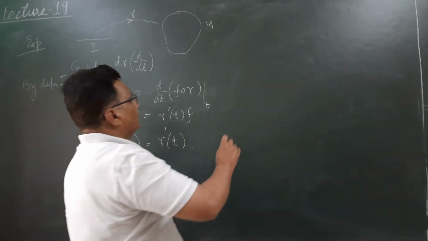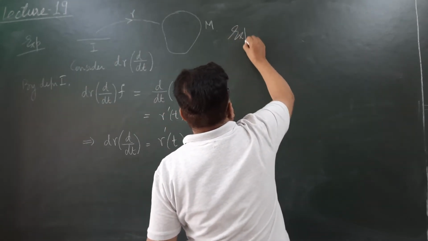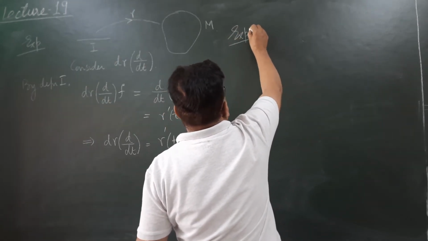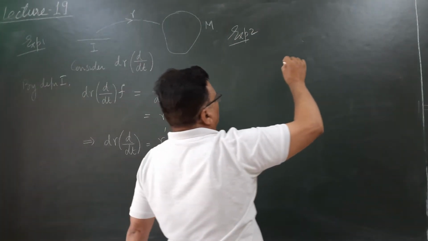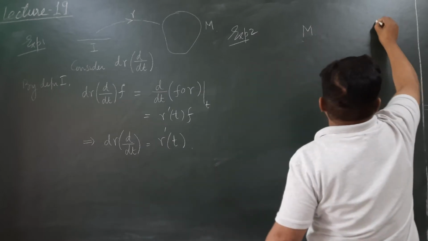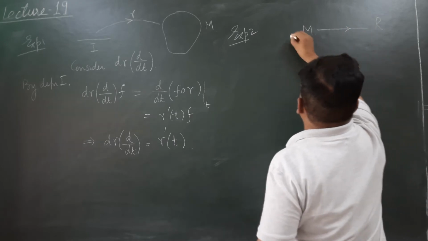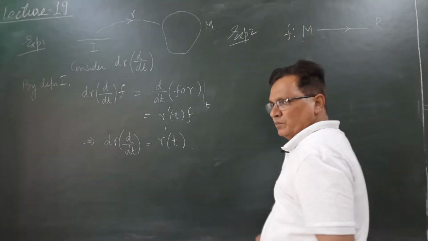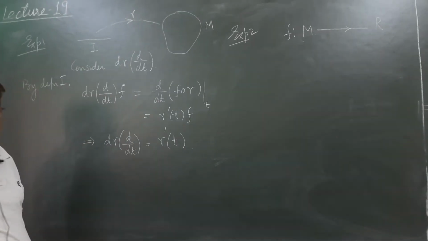Now there is one more situation. Let us consider it as example number 2. This was 1. Suppose I have a manifold M and the other manifold is R, and suppose there is a function f, small f, from M to R. A real-valued function we usually denote by small f or small g.